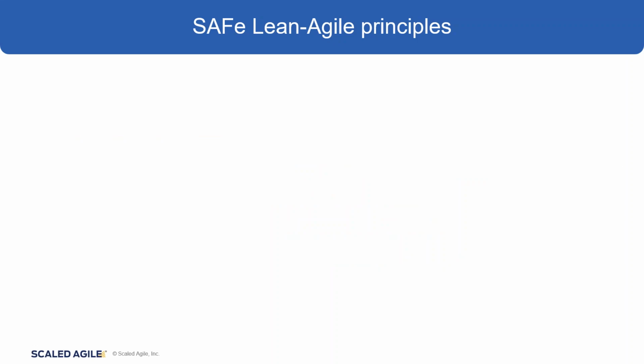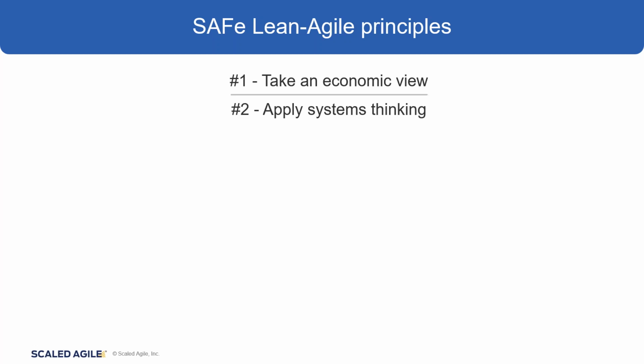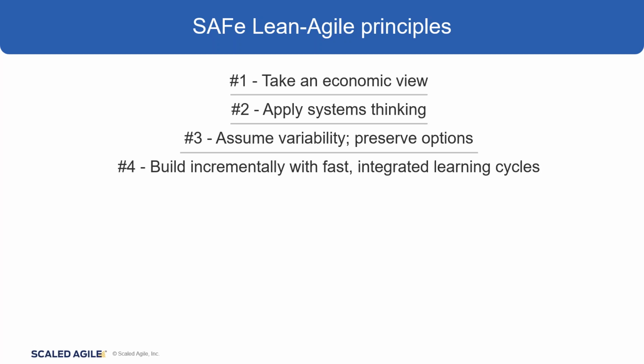So the next thing I want to talk about is some principles around SAFe. These are the SAFe Lean-Agile principles, and there are quite a few of them. I'll go through them really quickly and just touch on them. Number one is to take an economic view, and we'll go into a little detail on that in just a moment. Apply systems thinking. Assume variability and preserve options. Build incrementally with fast, integrated learning cycles. Again, we'll deep dive on this one a little bit later.